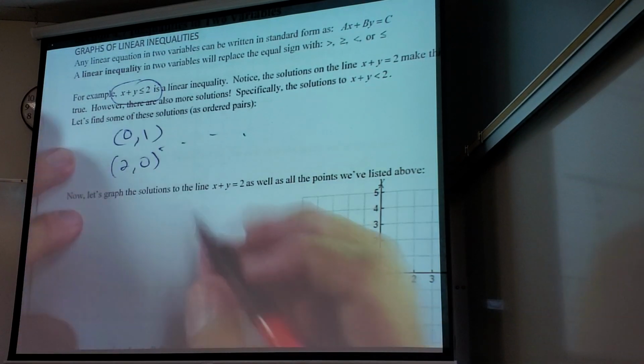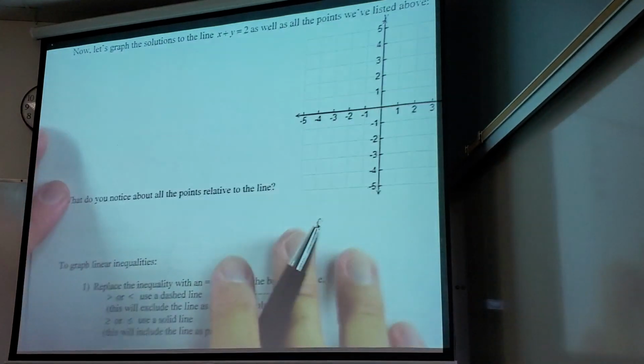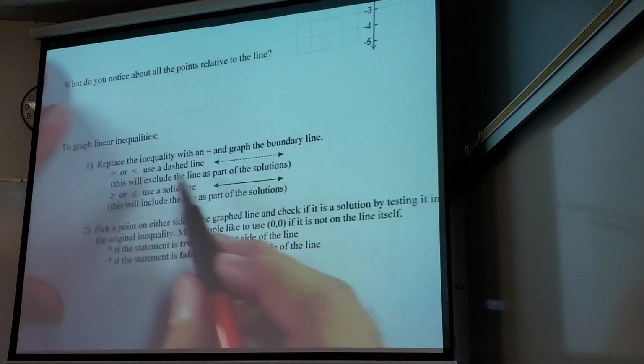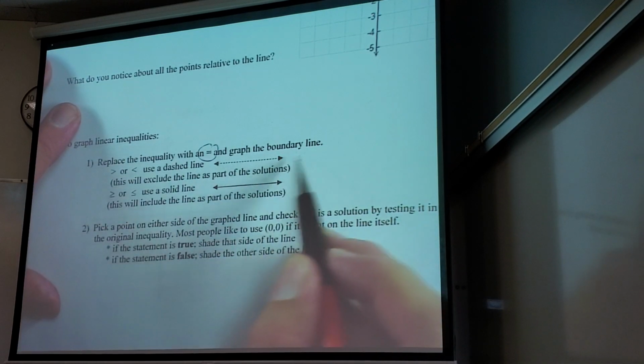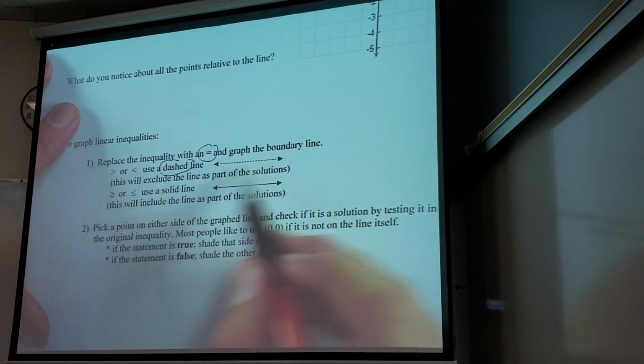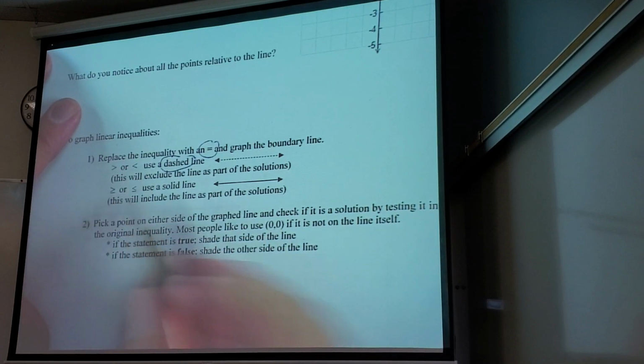So I really don't want to list all of them here, right? So let's kind of skip. We already did sort of this first part. So here it says to replace the inequality with an equal sign and graph the line. They use the word dash, so that's good. Use a dash line if it's not equal to. If you see an equal to line, use a solid line.